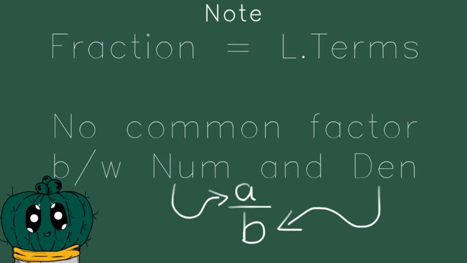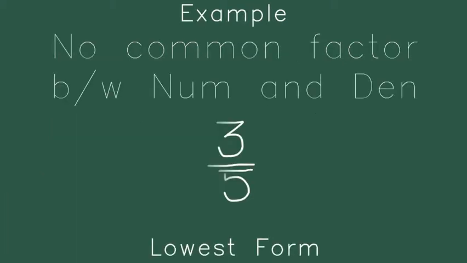Now, the thing you have to realize about a fraction being in the lowest term is that there has to be no common factor between the numerator and the denominator. Let's say the numerator is a and the denominator here is b. Let's actually see some examples of some fractions in the lowest term.